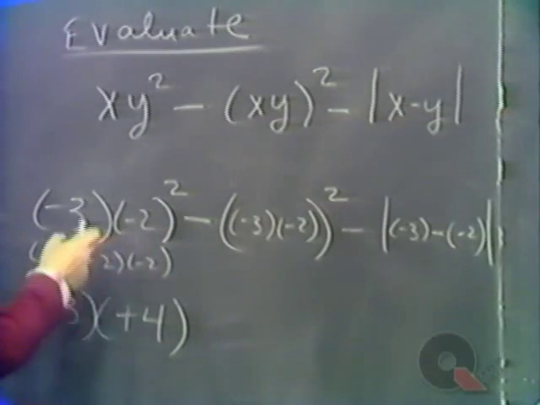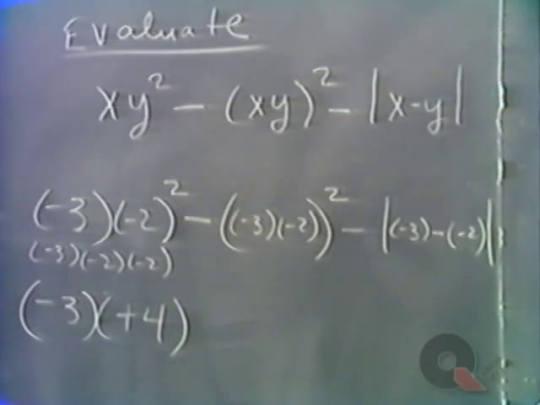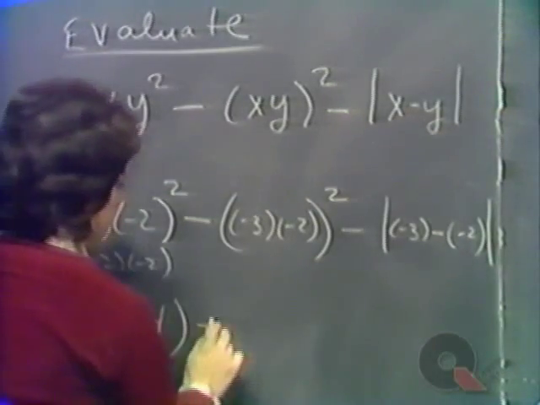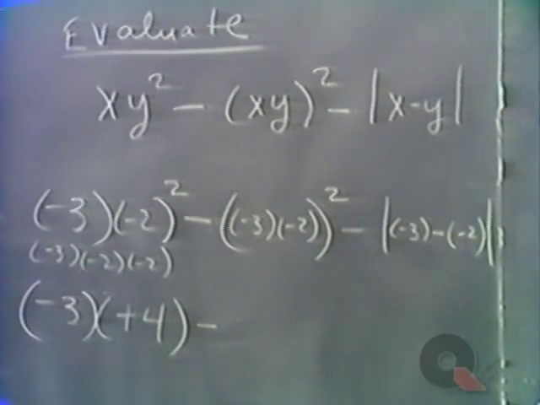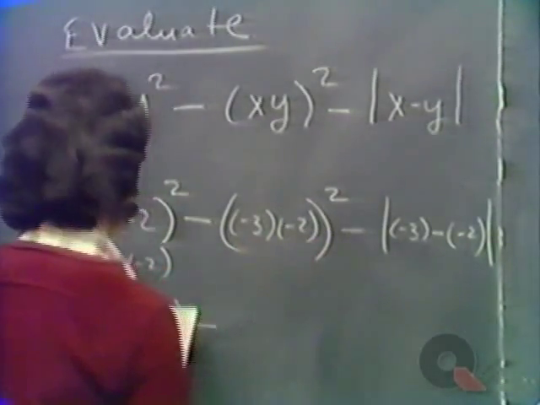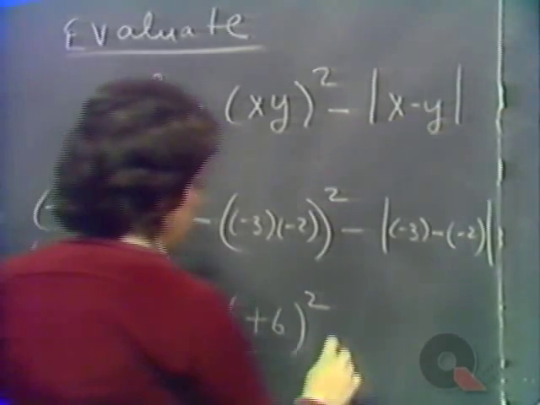Not, for example, if we had made this plus 6 squared, that would be 36, and what we really should have, of course, is minus 12. Take away. Now minus 3 times minus 2, that's inside the parentheses, so that gets handled first. Minus 3 times minus 2 is plus 6, which is to be squared. Take away.